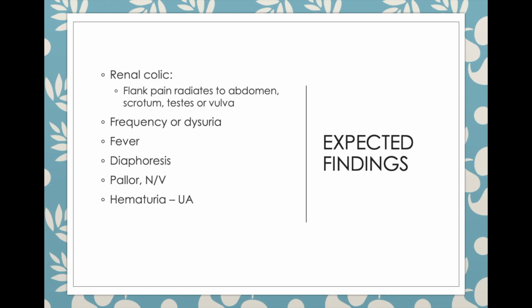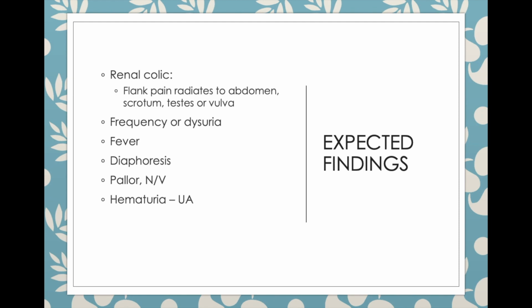So usually the main sign and symptom is flank pain. Usually the flank pain is going to radiate to the abdomen, the scrotum, the testes, the vulva. Sometimes it even radiates down to the lower extremities. So the flank pain is usually one of the high signs and symptoms that patients are going to have.